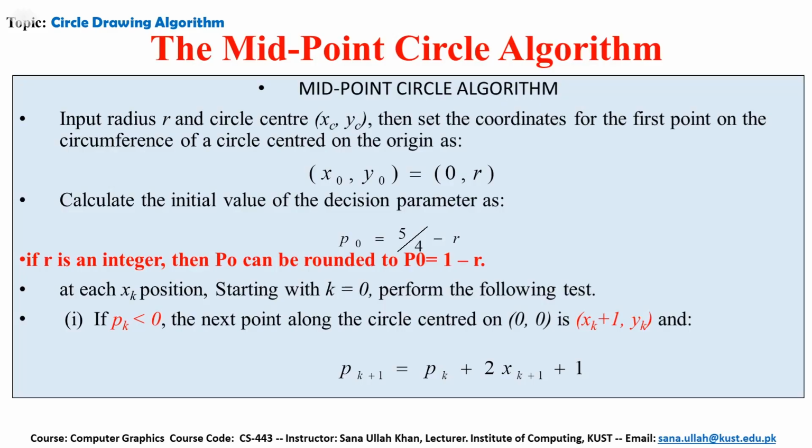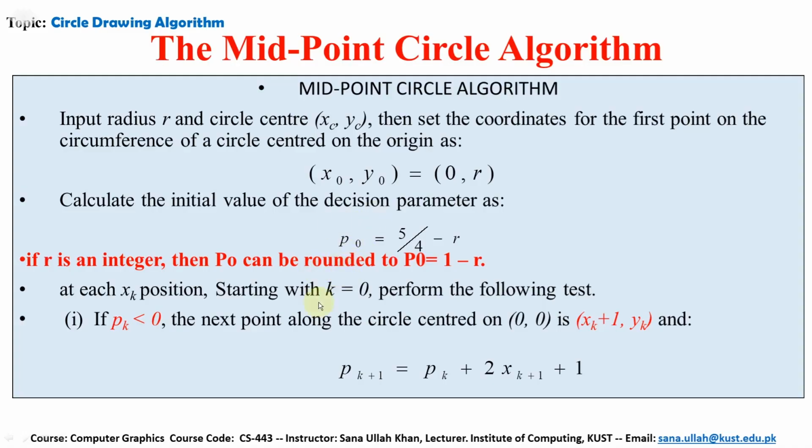So this is the complete procedure of this algorithm. First of all, we input r and the circle center. Given the set of coordinates for the first point on the circumference of a circle centered at the origin (xc, yc), it means (x0, y0) is equal to (0, r) the first time. Then calculate the initial value of the decision parameter. The decision parameter is given as p0 equal to 5/4 minus r. If r is an integer, then p0 can be rounded to p0 equal to 1 minus r.